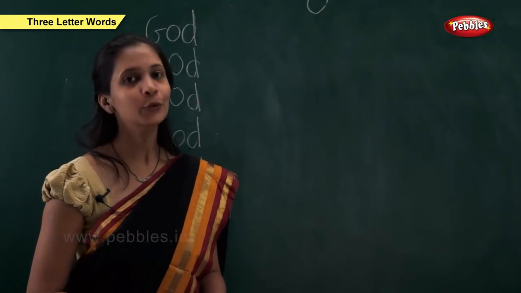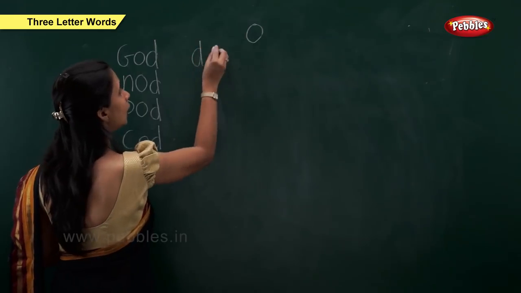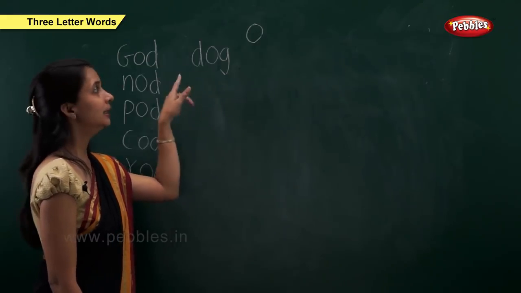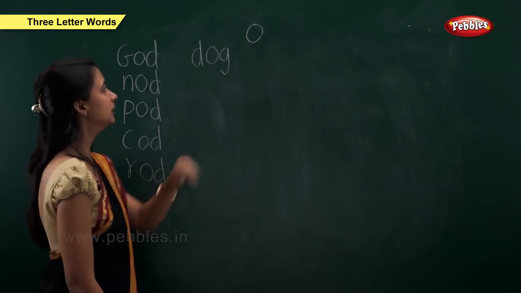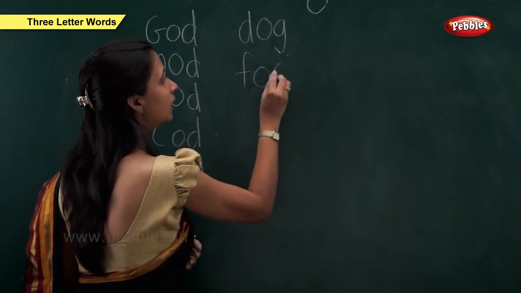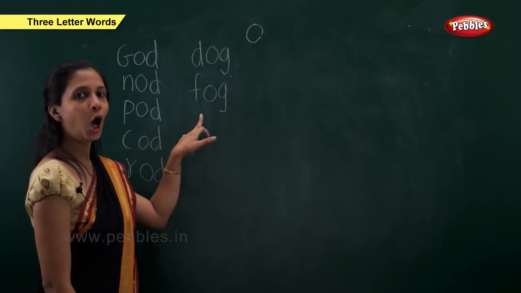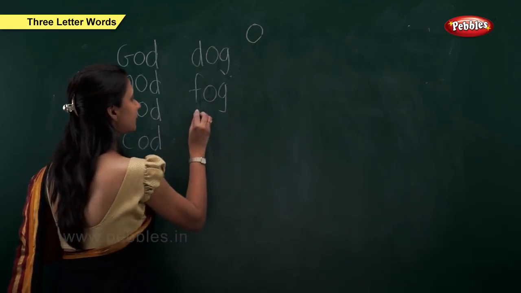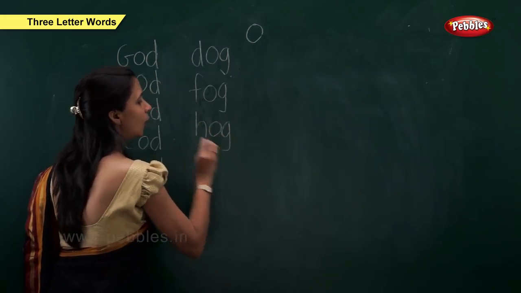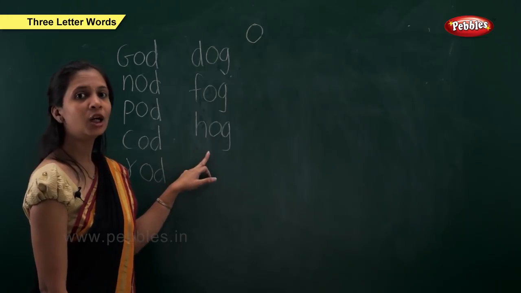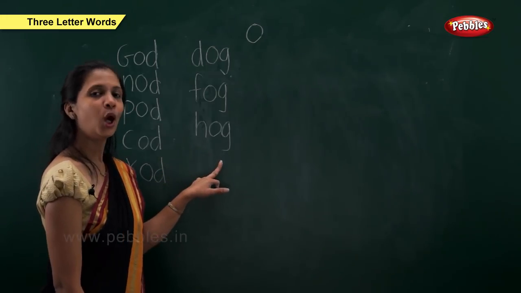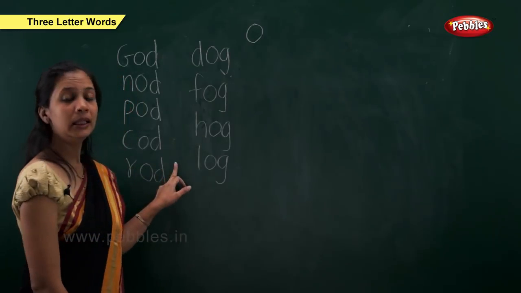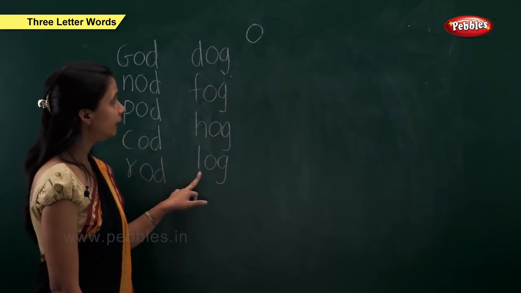Now we will learn a few more words. D-O-G, Dog. The next is F-O-G, Fog. The next is H-O-G, Hog. The next is L-O-G, Log. Now we will repeat.